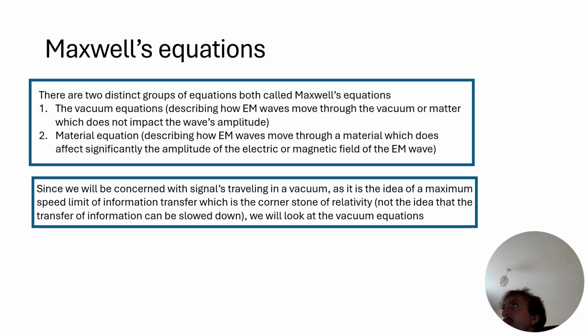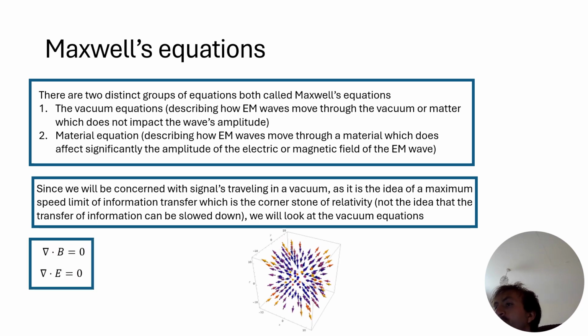So as we're interested in how quickly light can move or how quickly information can be transferred, not on how much the transfer of information can be slowed, we're interested in the vacuum equations. We're not going to be using the material equations. And the vacuum equations describe the electric and magnetic fields in terms of divergence and curl.